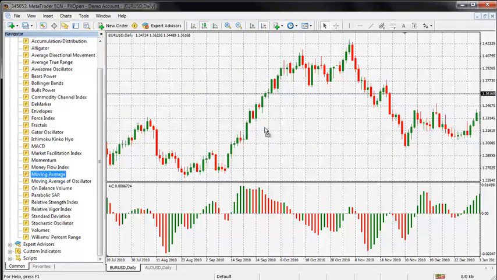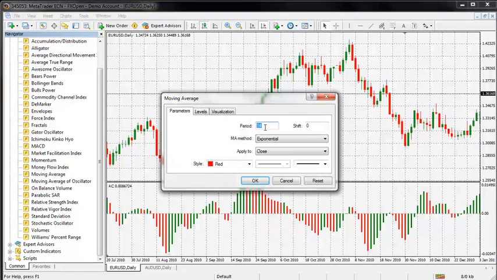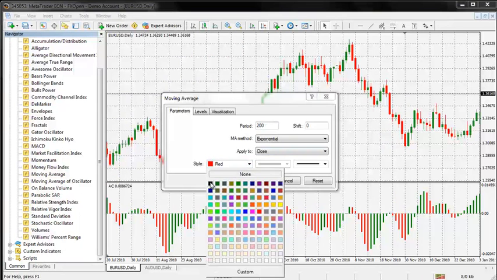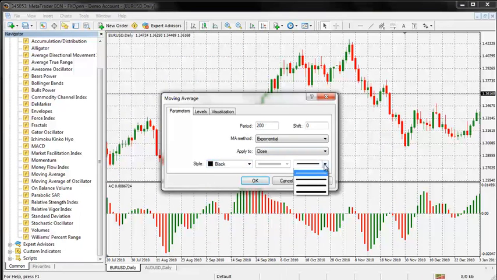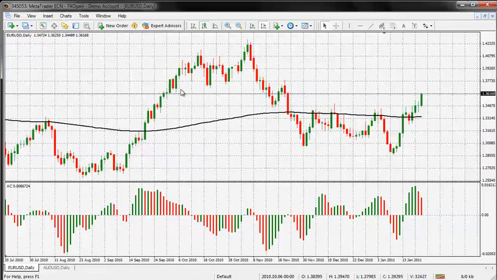What I'm going to do here is left click, drag and drop, and put a 200 exponential moving average, and apply it in black with a thickness of the second grade. The reason I'm doing that is this is what all professional traders do.